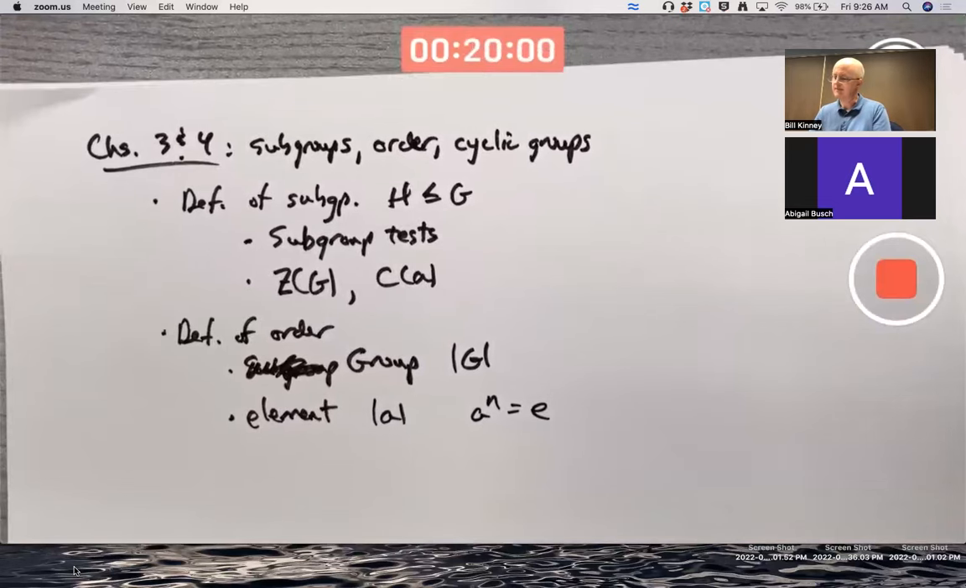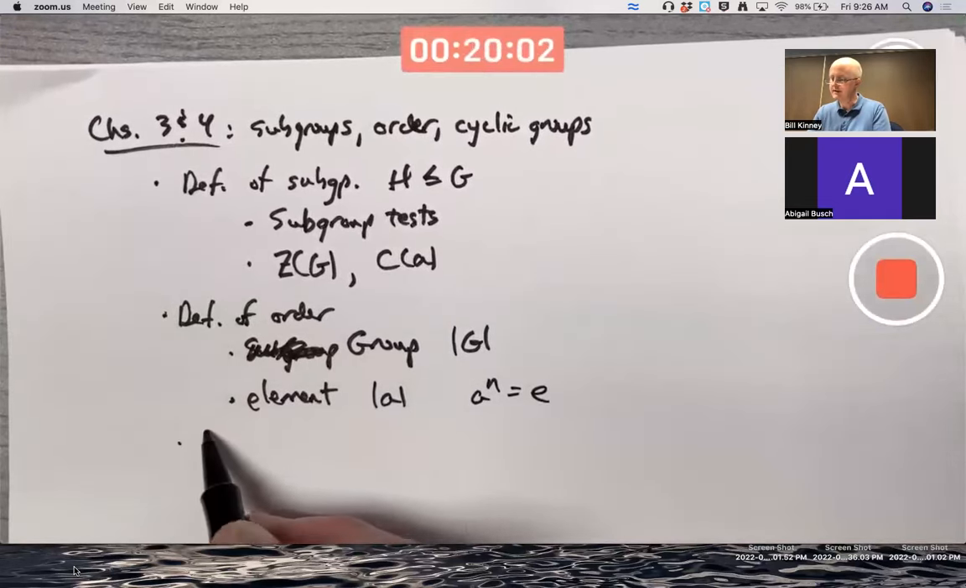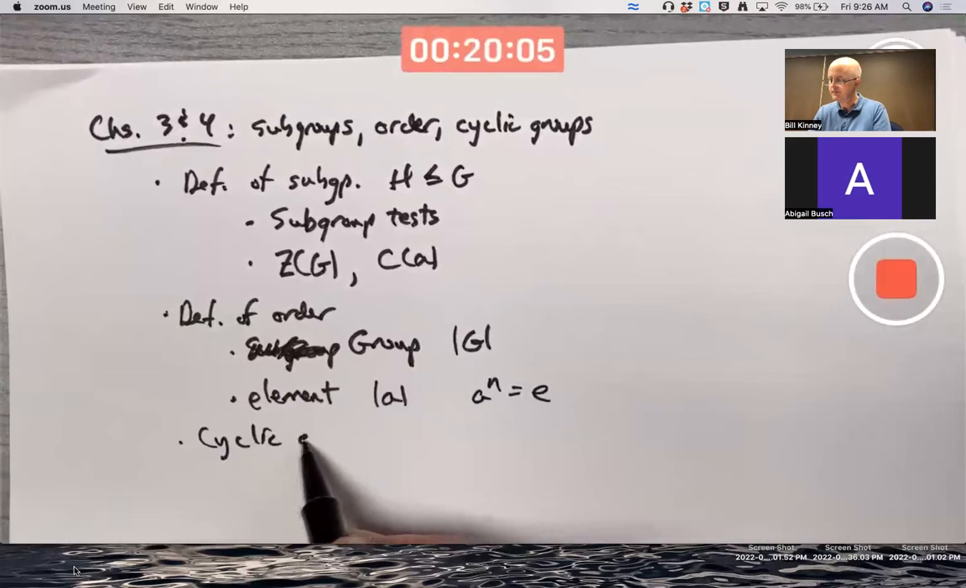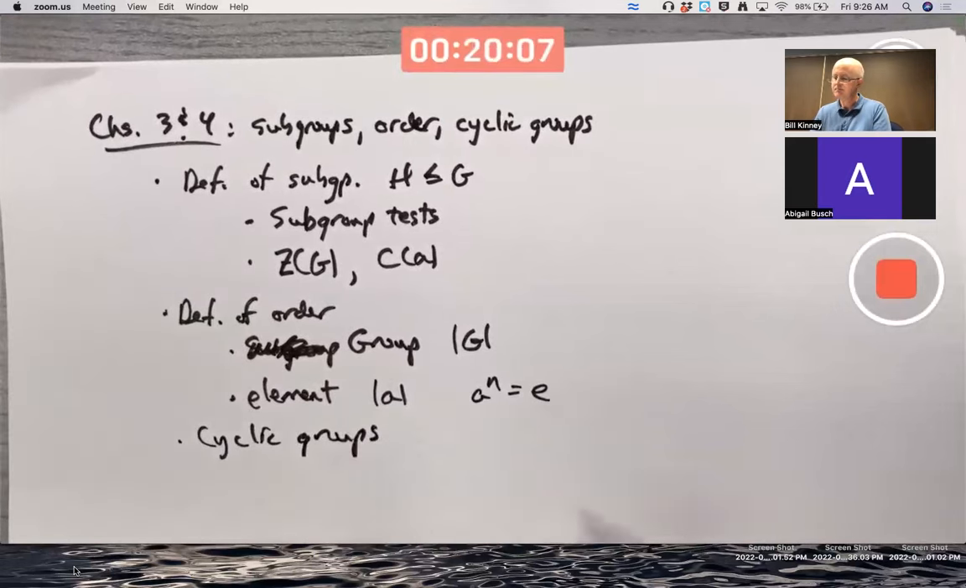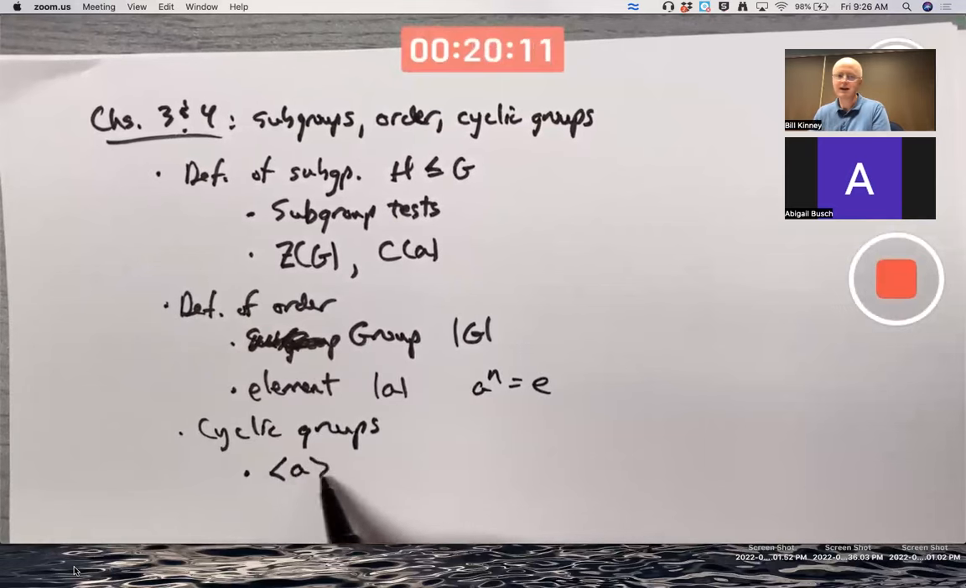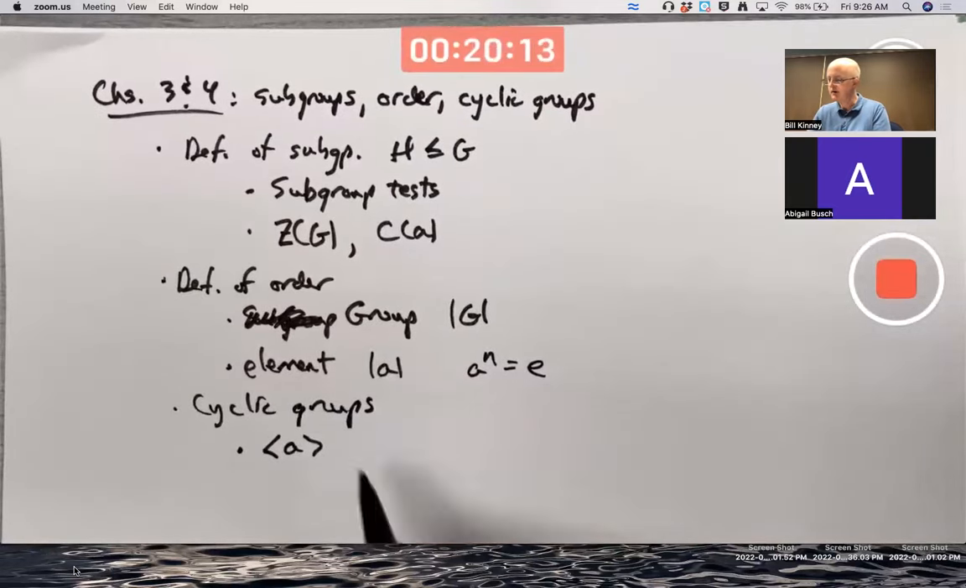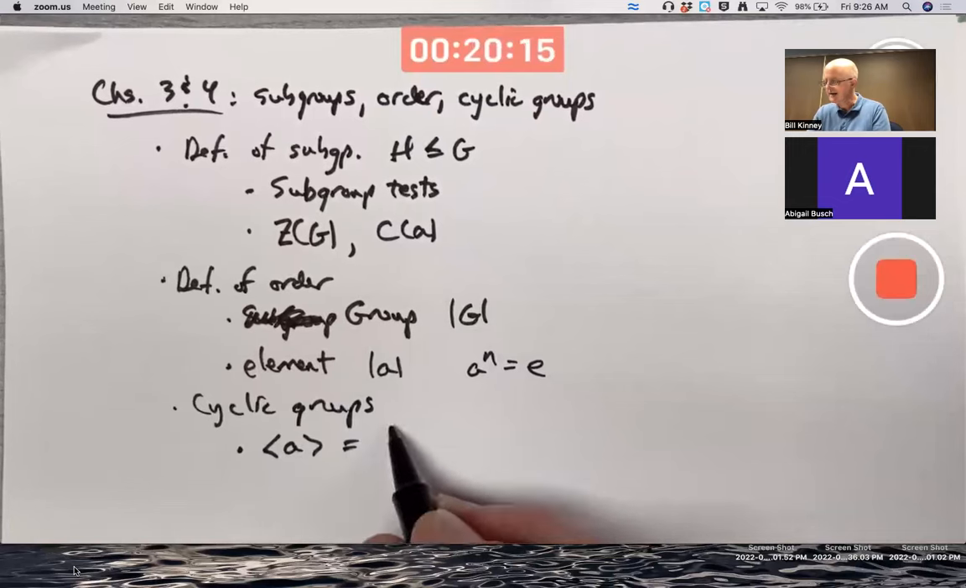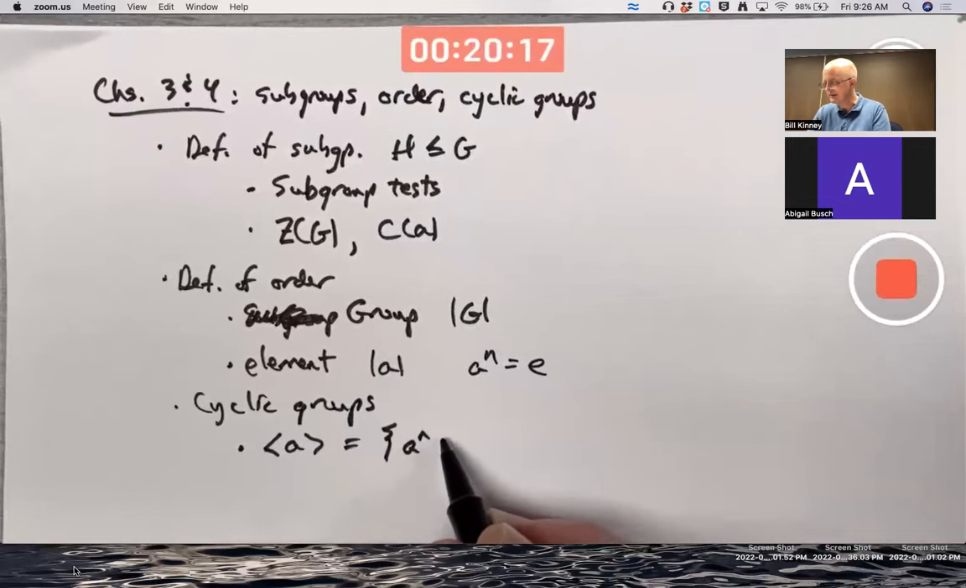Done plenty of examples of that. Chapter 4 is about cyclic groups. First, what is the cyclic group generated by an element in any group, cyclic or not? It's the set of all powers of that element.